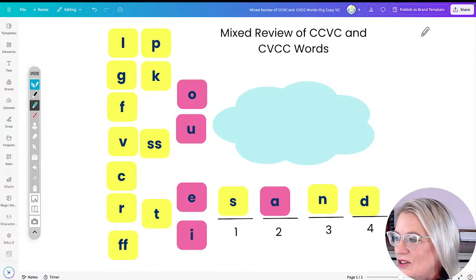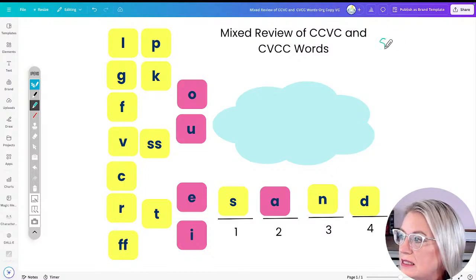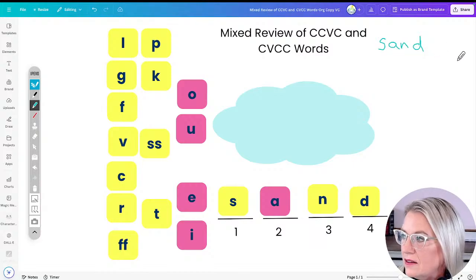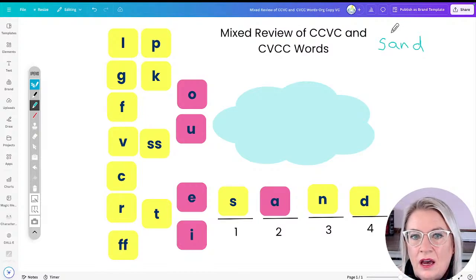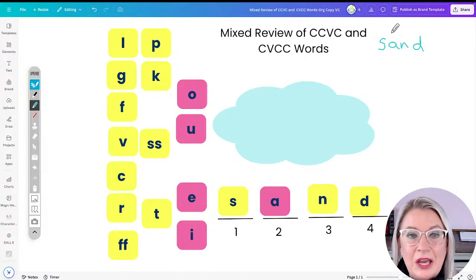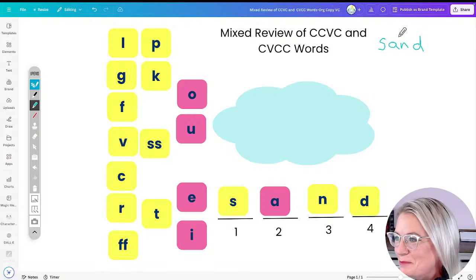So let's get started with sand. Say each sound as you write the letters. S, a, n, d. Sand. And there we go. And we're making sure that we're using nice, clean consonant sounds. We're not saying "sa" and "da." We're saying s, a, n, d. No sloppy uhs on the ends of those consonants.